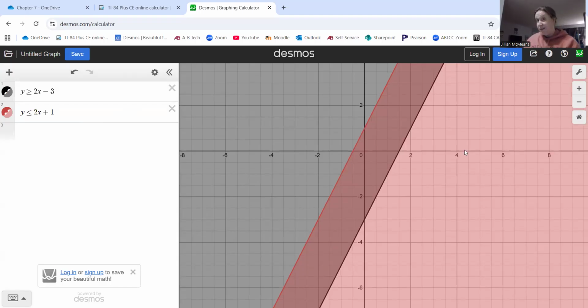You can see here very clearly these two lines are for sure parallel, and what we're interested in is this darker reddish pink color. That's the solution to this system of inequalities, okay? It's that region between those two parallel lines. So there you have it. That's how you can use Desmos to verify your answers.